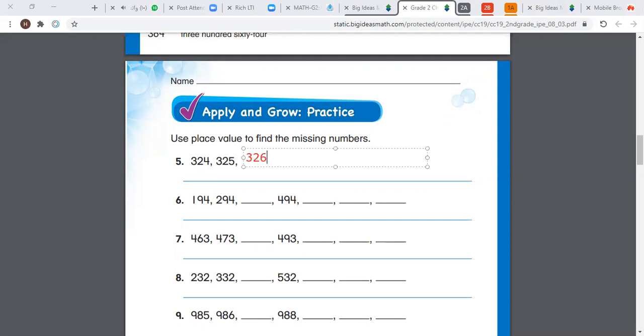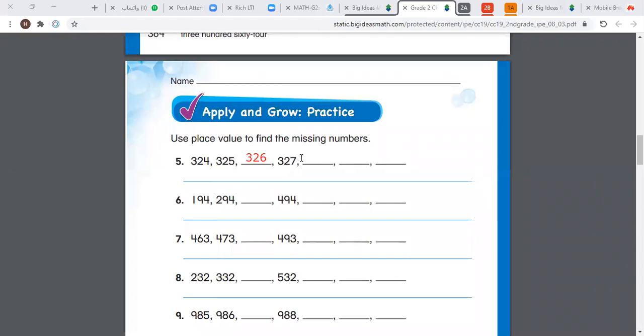326. We increase one in the ones digit. Here 400, four ones, five ones, six ones. Okay, six ones. Yes, so we count by ones here.